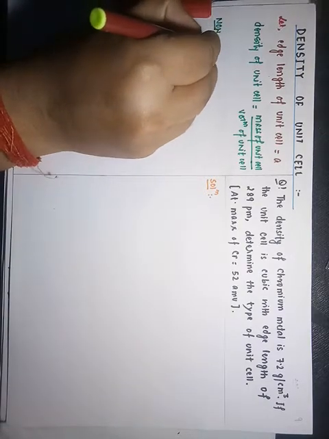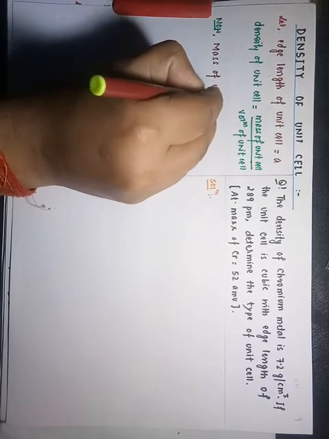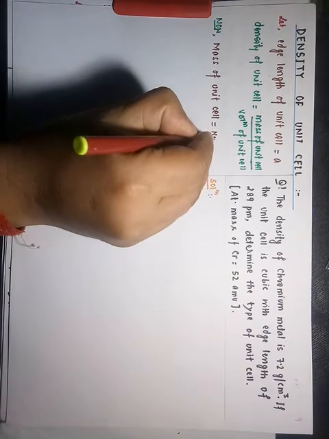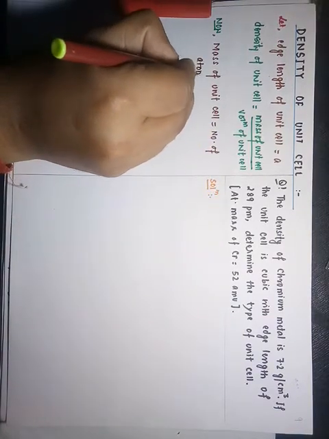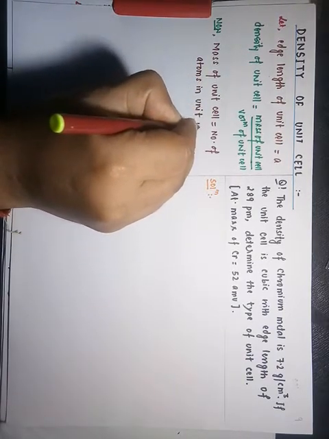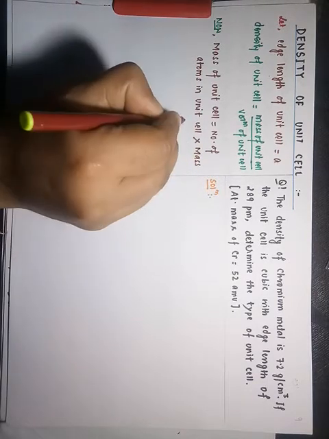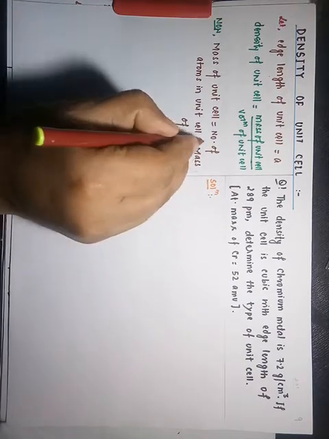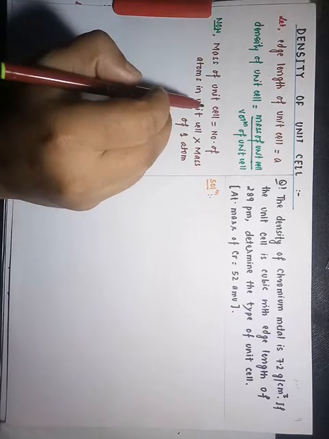Mass of unit cell is equal to number of atoms in unit cell multiplied by mass of one atom. Simple mathematics. If you multiply mass of one atom by number of atoms in unit cell, we will get the mass of unit cell, student.